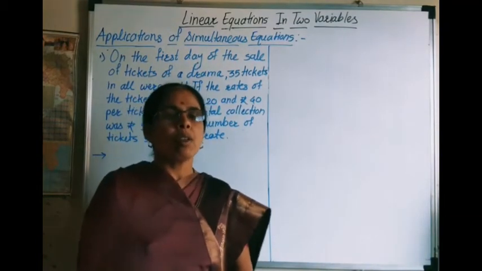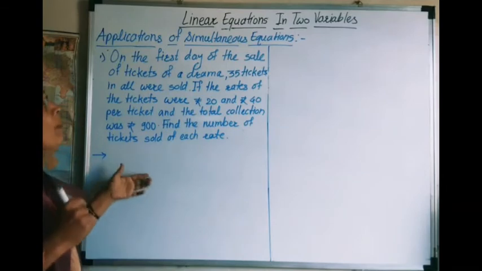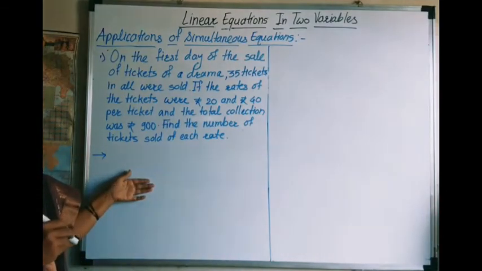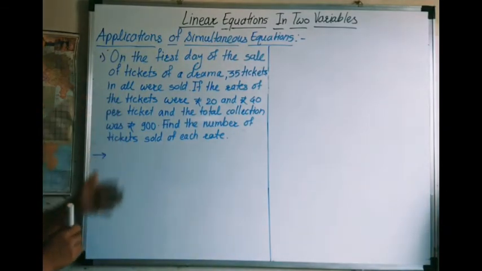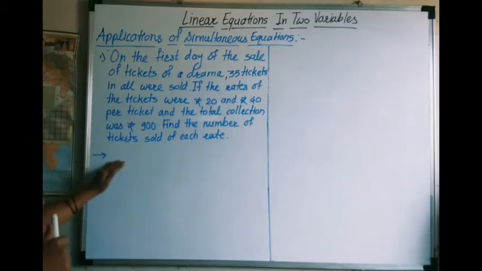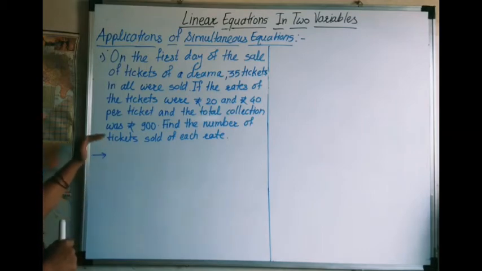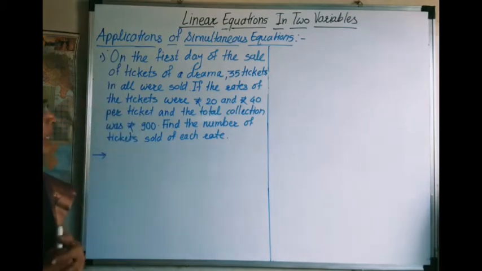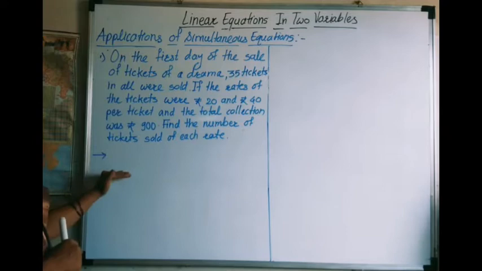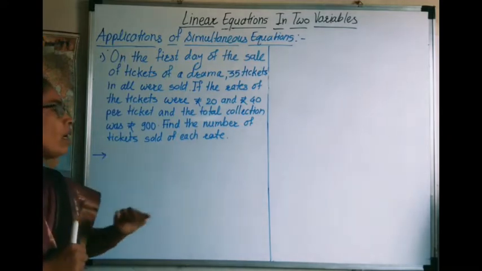Today we are going to learn how to apply simultaneous linear equations in our daily life. For that, I have taken this example. On the first day of the sale of the tickets of a drama, 35 tickets in all were sold. If the rates of the tickets were rupees 20 and rupees 40 per ticket and the total collection was rupees 900, find the number of tickets sold of each rate.